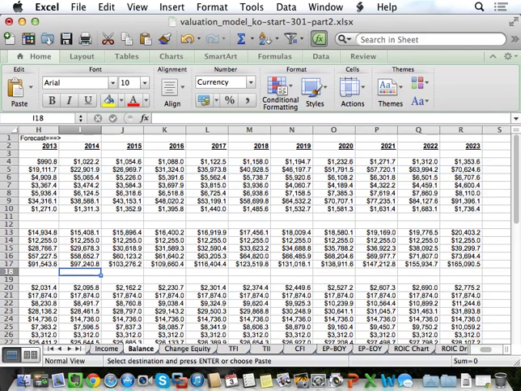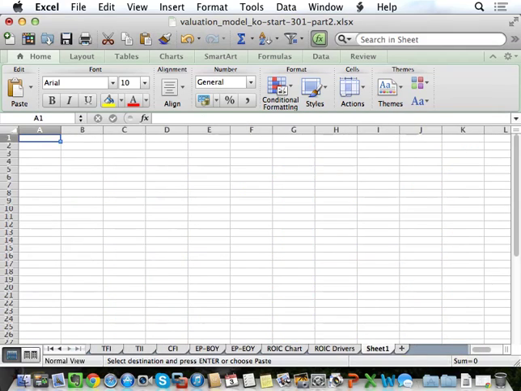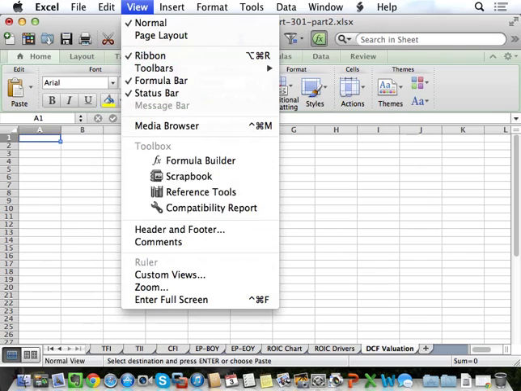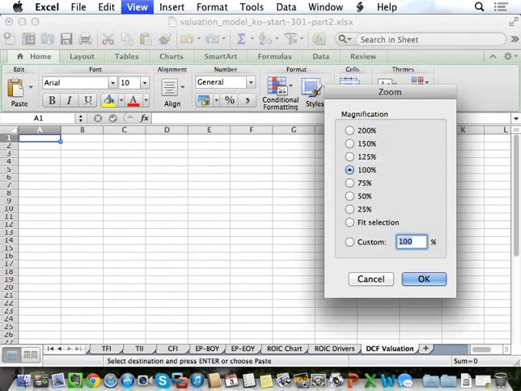So once we've done that, we're going to go to the last tab of the model. We're going to add a new sheet or a new tab, and we're going to call this DCF, for the Enterprise Discounted Cash Flow Valuation. And I'm going to change my zoom here to 200%. Just make it a little bit easier to see.